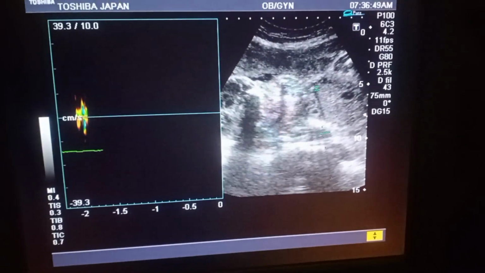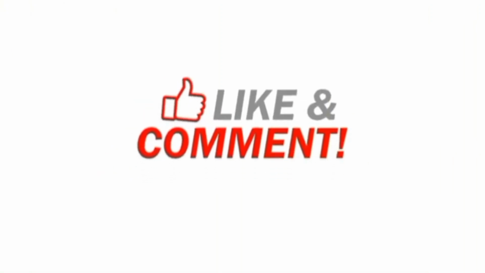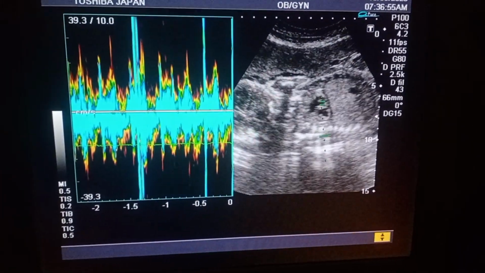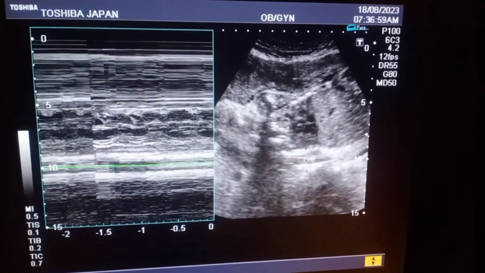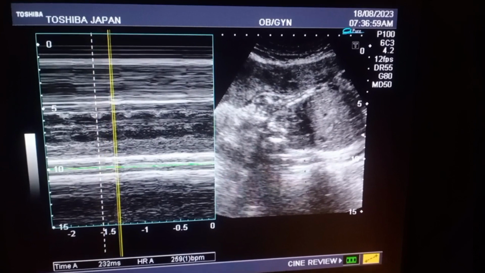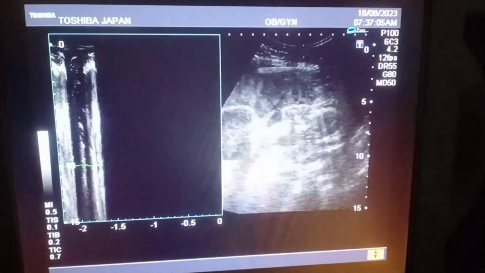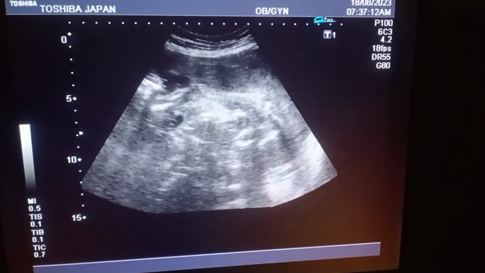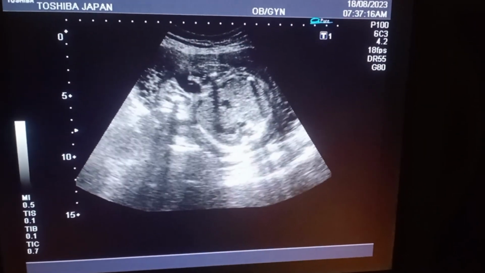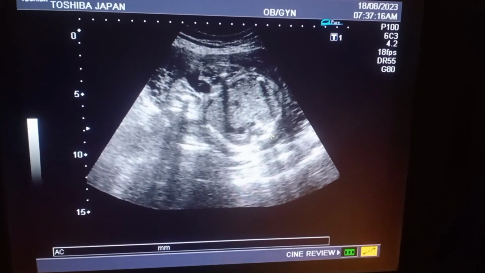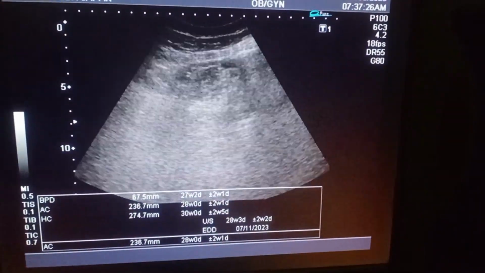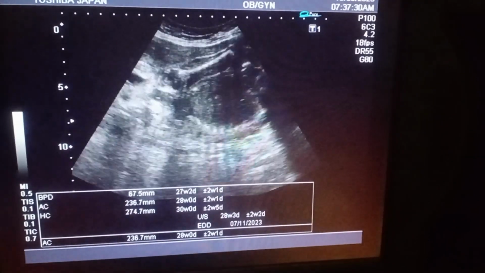This is the FHR. Now the heart rate, it's about 150. Now the HC of the baby, AC at the cardiac border level, now the femur length.